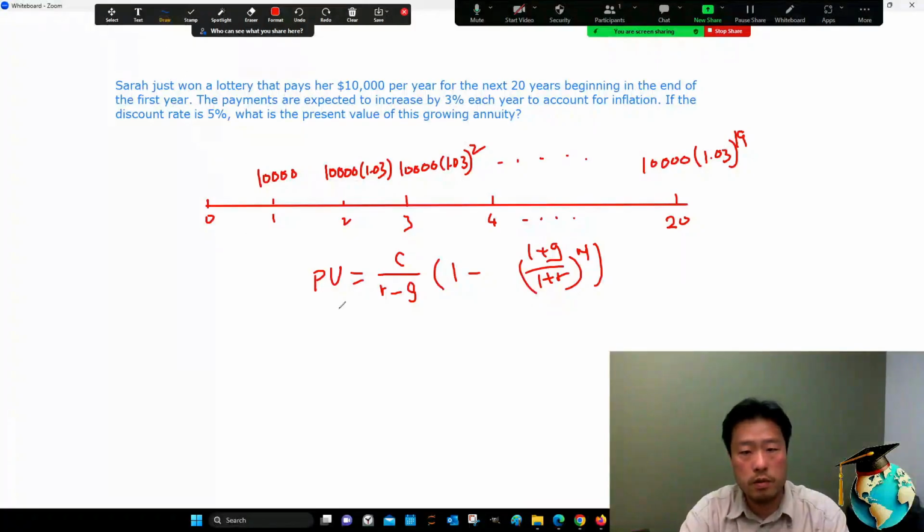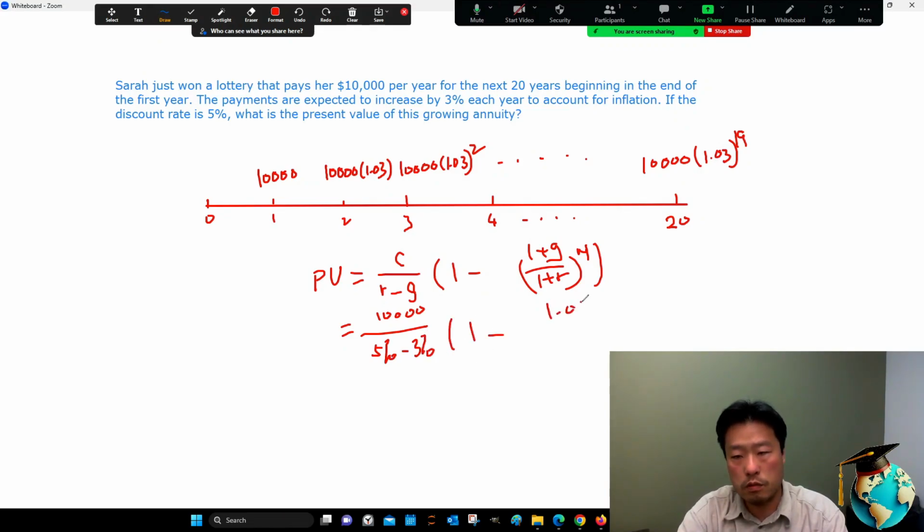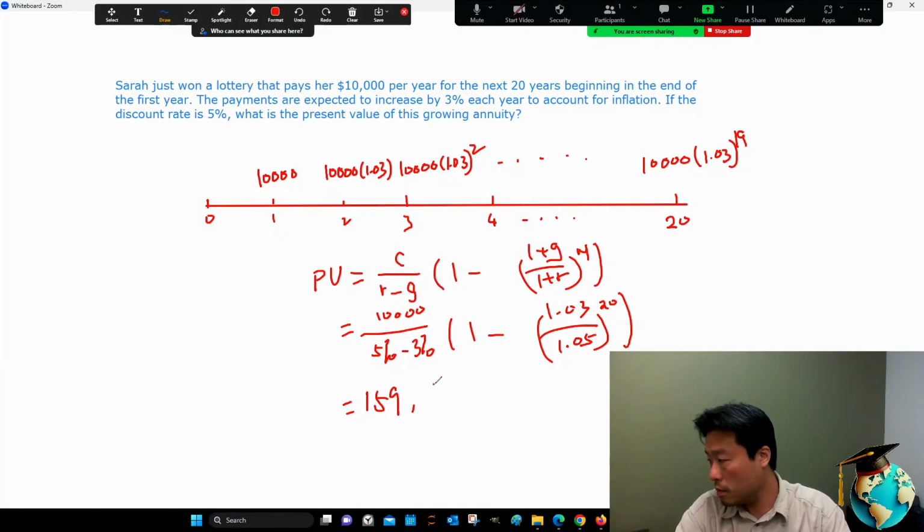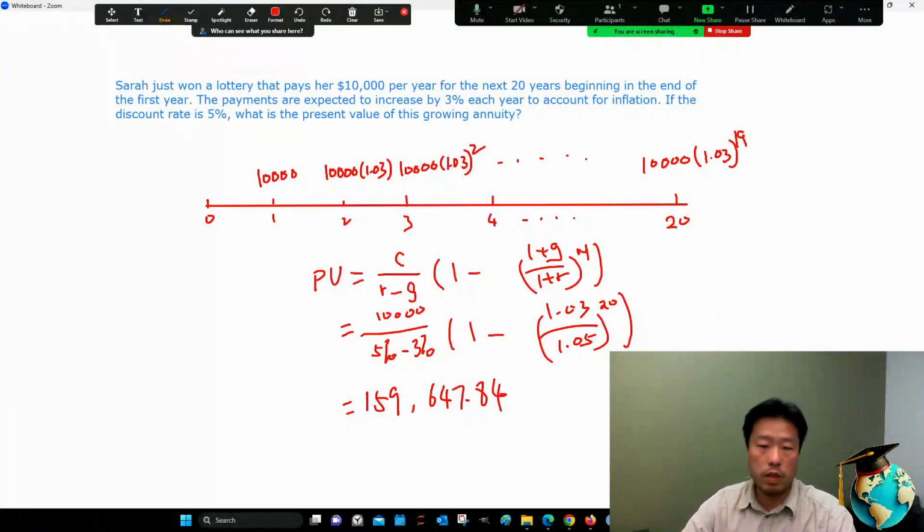So putting in the numbers, it is 10,000 divided by 5% minus 3%, multiplied by 1 minus (1.03 divided by 1.05) to the power of 20, because we have 20 years and 20 payments. So the answer is going to be equal to $159,647.84. That is the traditional way to do it.